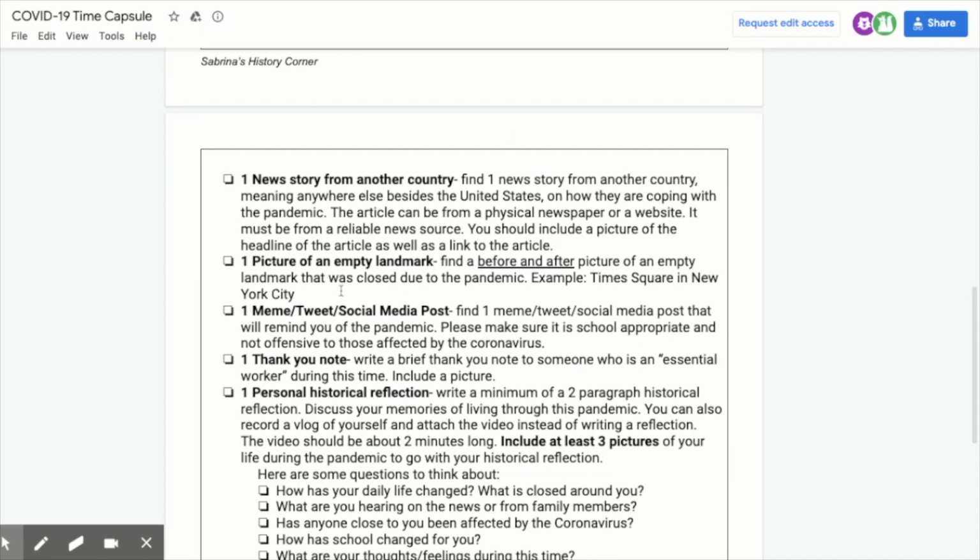Next, I want students to find a before and after picture of an empty landmark that was closed due to the pandemic, and I gave them the example of New York City. Next, students are spending a lot of time on social media, and I want them to find a meme or tweet or social media post that is going to remind them of the pandemic. I made it very clear that it should be school appropriate and not offensive to anyone affected by the coronavirus.